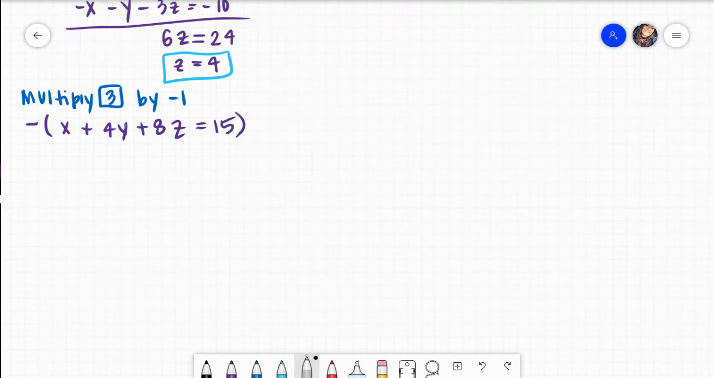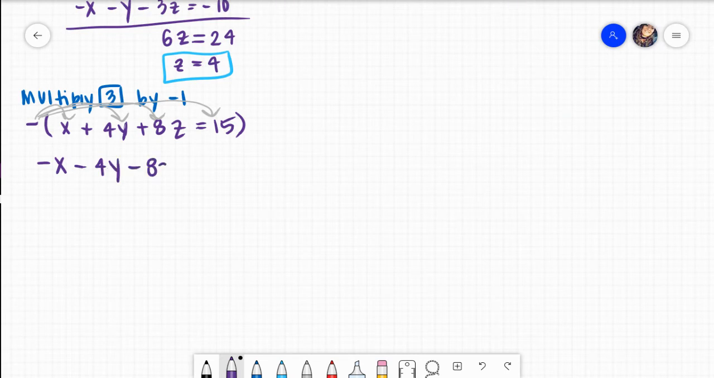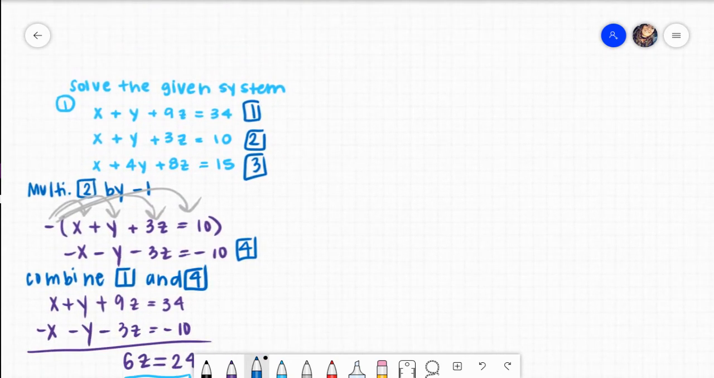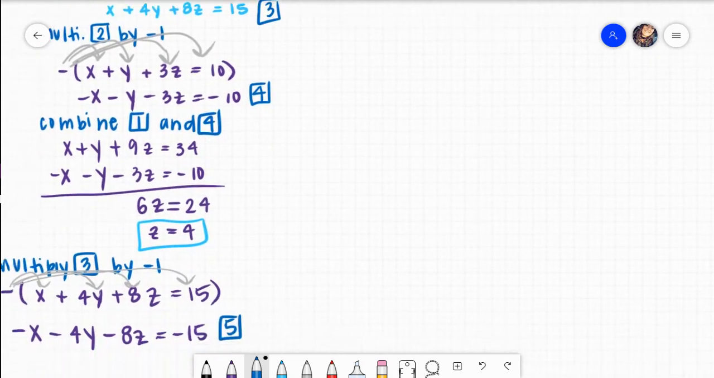Okay, so I kind of didn't leave myself much room here, but distributing this -1 through everything, what I end up getting is a negative x, a negative 4y, and a negative 8z equals a negative 15. This is now what I'm going to call my equation 5. Okay, and what I want to do is take the fact that I have this negative x and combine it with this negative x so that I can get them to cancel. Okay, and that's equation 1.